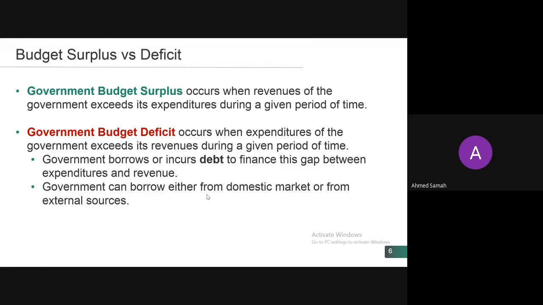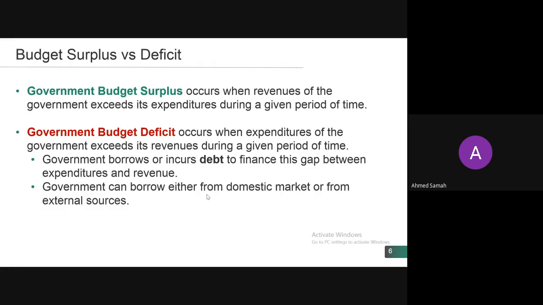Then external sources, for example, a samurai bond. The government issued a $300 million samurai bond to the external foreign market, the international market. That is borrowing from external sources. In 2017 and 2018, the government mainly issued an external bond, which will mature in 2022. I think now it is postponed because of the COVID situation.